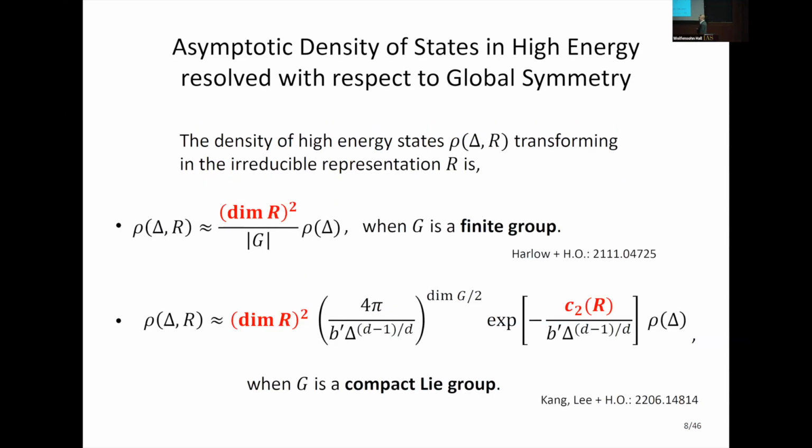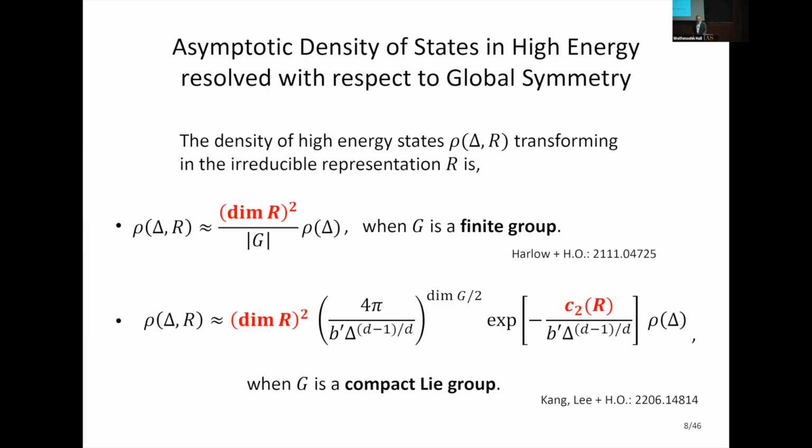Here is a summary of what I told you so far. This is the formula for the decomposition of high energy states into irreducible representations of a finite group, and this is for a continuous, compact Lie group. You see that these two formulas are very similar. They are both proportional to the square of the dimensions, except that for the continuous group you have this additional factor. The reason for this is essentially that if you sum over all representations, this can sum up to 1. But if you fix the representation and take the energy to be large first, then this becomes 1. So these two formulas are essentially the same.